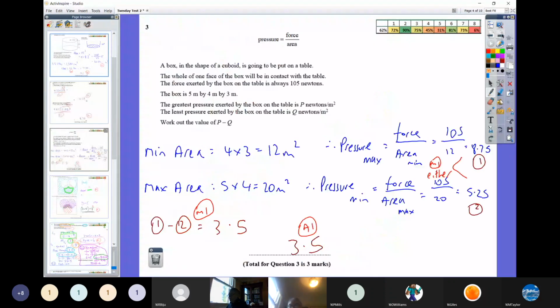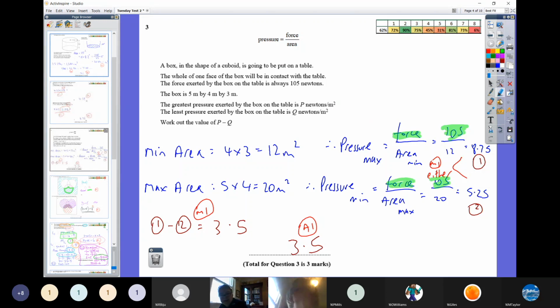Okay, question 3. I think as long as you thought this through, you would be okay. Now pressure equals force over area. We need to work out the maximum pressure, P, and take away the minimum pressure, Q. Now, the force is obviously defined. We can't change the force. The force is 105, whatever we do. So my force is always 105.